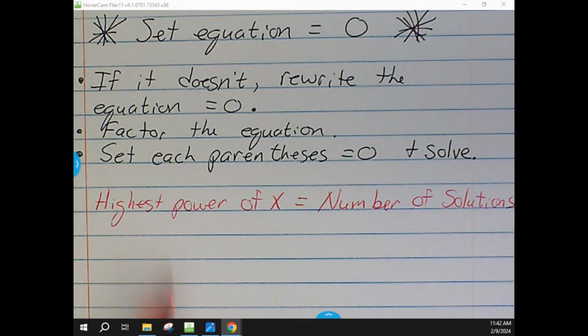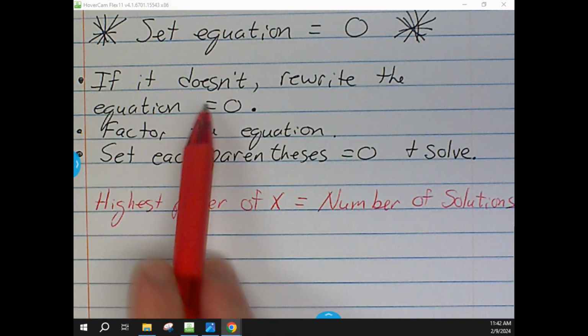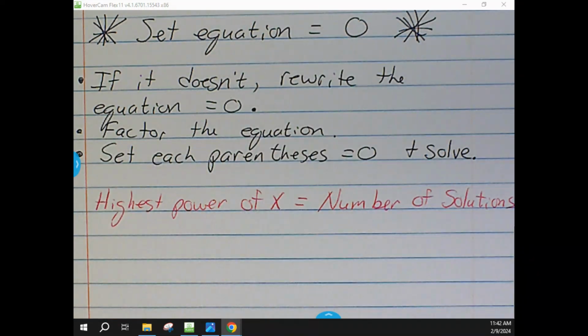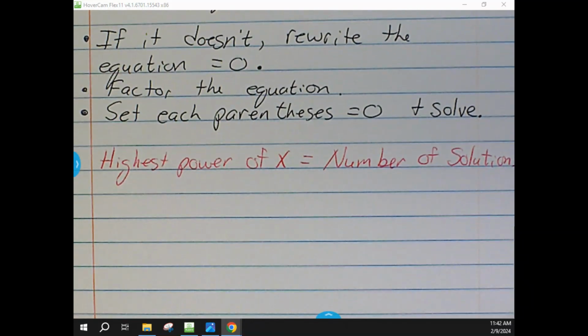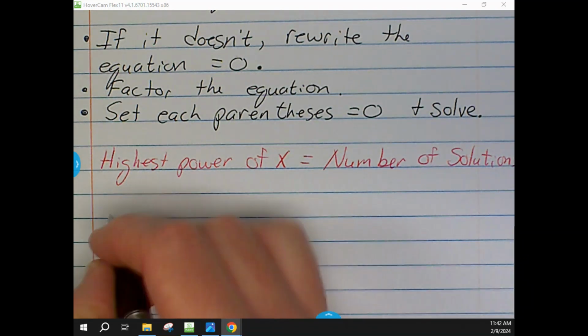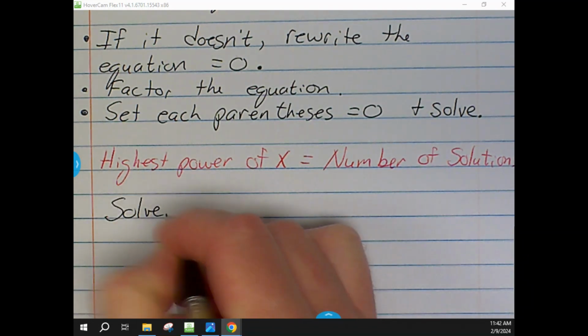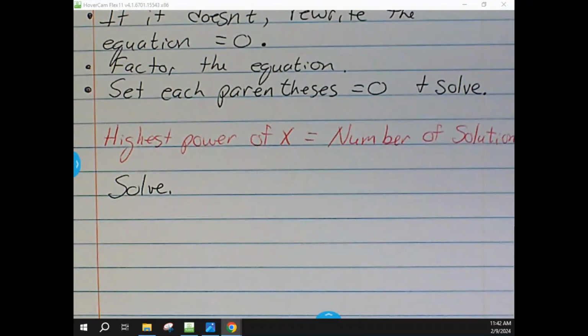Okay, so set it equal to 0. If it's not, we're going to rewrite it so it does. Then we're going to do the factoring, and again, it's just going to be practice of what we've been doing the last couple of days. And then we're going to add on one more step at the end, where we set each parentheses equal to 0, and then we solve it. But again, the main thing is we're going to be doing the factoring. So this is just more practice on factoring. If you didn't get a chance to practice in the homework the last couple of days, we'll get a chance today to do a little more practice. Okay, so we're just going to solve it.